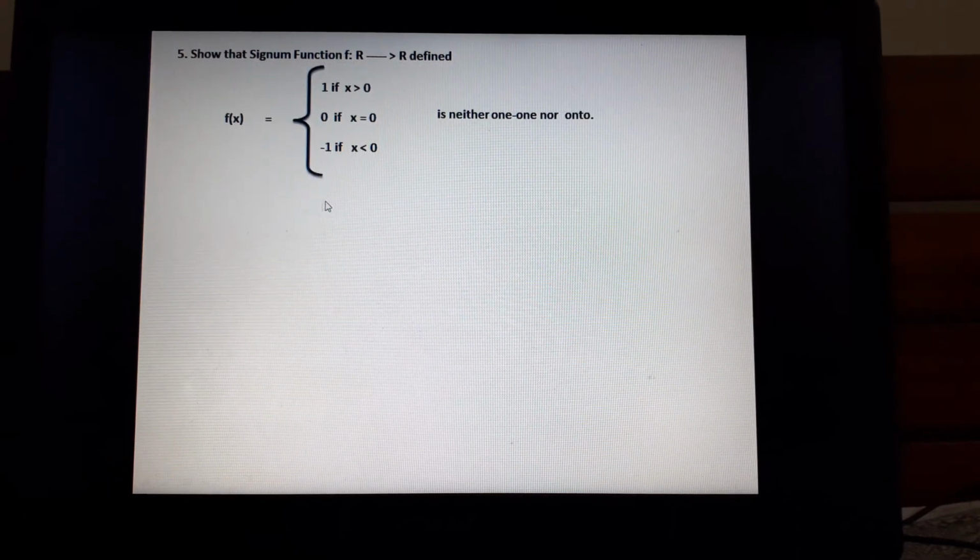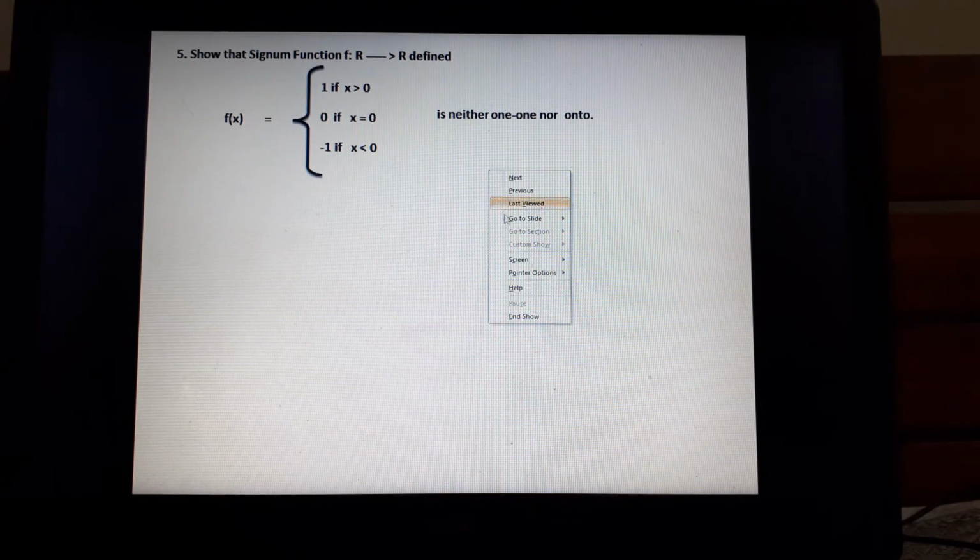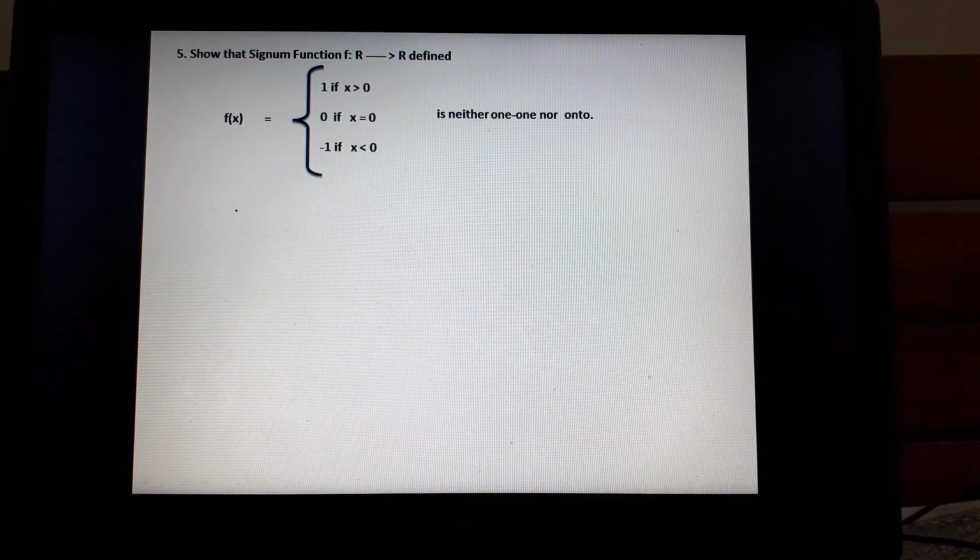Next, this also we studied last year, the signum function. So this is also neither 1-1 nor onto. So let us take why it is not 1-1. See, the definition of the function is this: for all values more than 0 it is 1, at 0 it is 0, less than 0 it is minus 1. Actually, you have seen the graph of this one. The graph is like this: x dash, x axis and y axis.